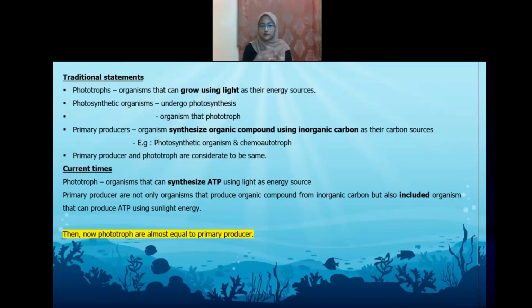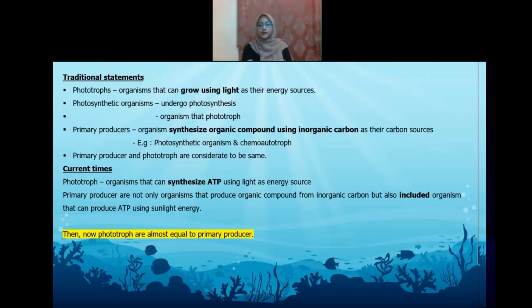As for the traditional statement that I read in the article, which is the old statement, a phototroph is an organism that can grow using light as its energy source, and a photosynthetic organism undergoes photosynthesis. The primary producer is the organism that synthesizes organic compounds using inorganic carbon as its carbon source. So primary producer and phototroph were considered the same at that time.